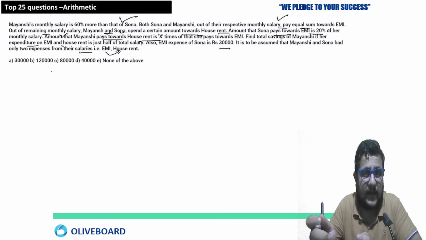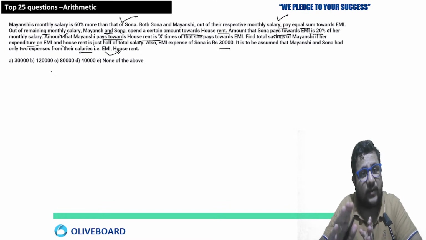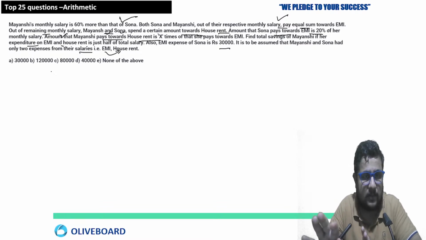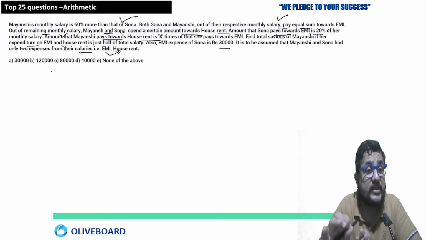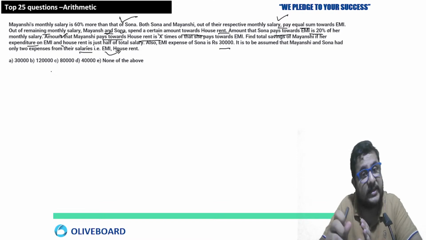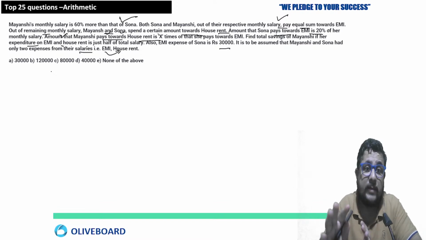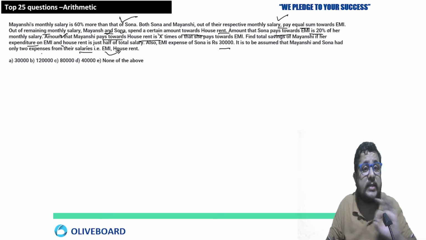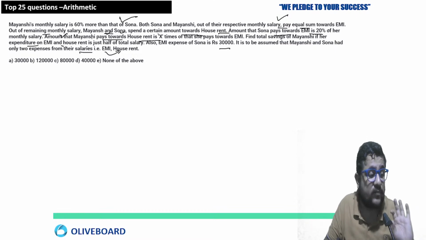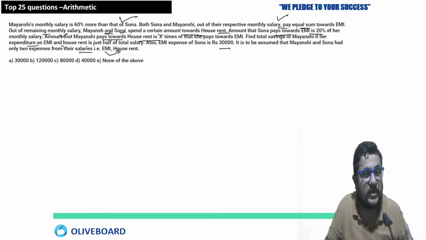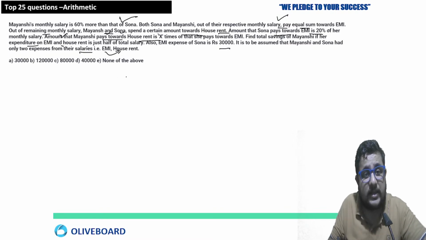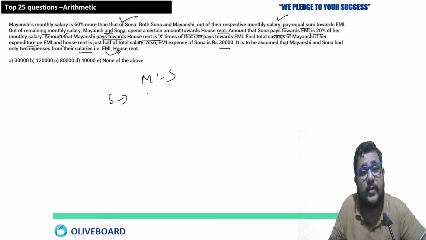You can just come back after attempting whatever possibilities are there, for such kinds of questions where the questions are lengthy. I'm not saying skip it 100%. If you are able to do it, see, there is nothing difficult in this question. It is very, very easy. It's about our analysis. Mayanshi's monthly salary is 60% more than that of Sona. Means Mayanshi and Sona's salary ratio is going to be what?